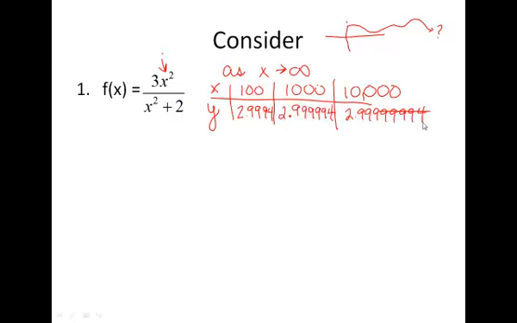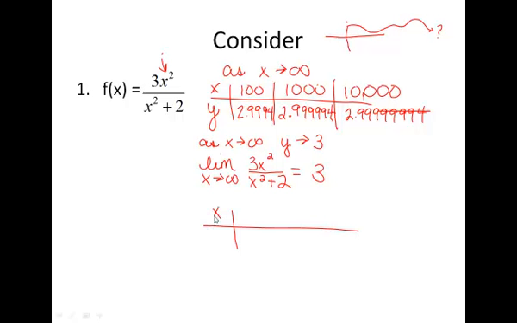Last year, how we would have written this was, as x approaches infinity, y is approaching 3. It's getting closer and closer to 3. How we're learning it this year is the limit of 3x squared divided by x squared plus 2, as x approaches infinity, is equal to 3. They're saying the exact same thing.